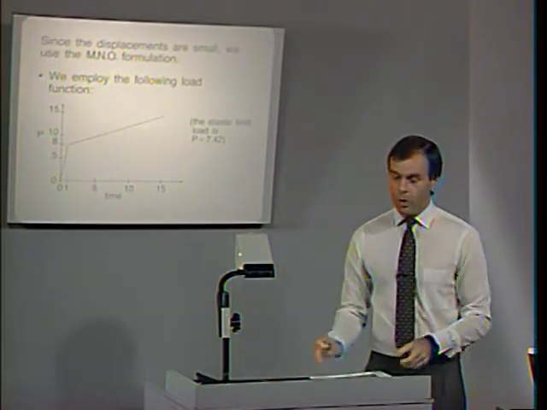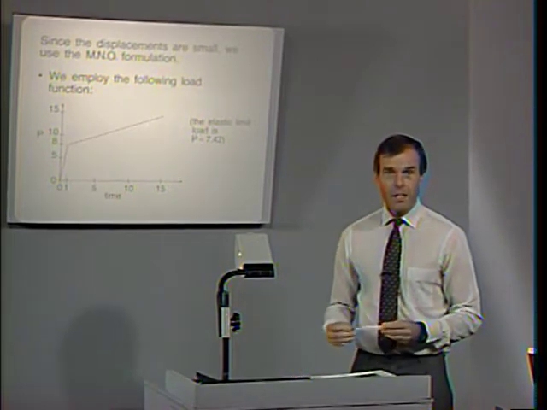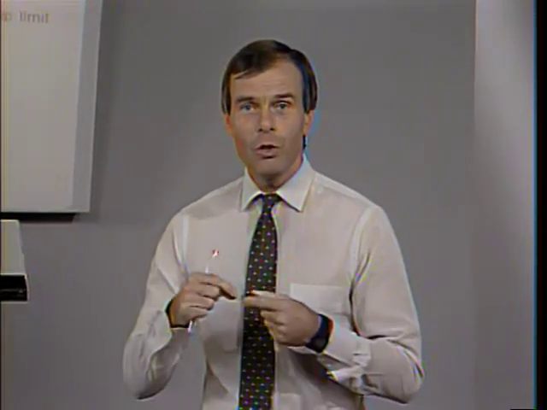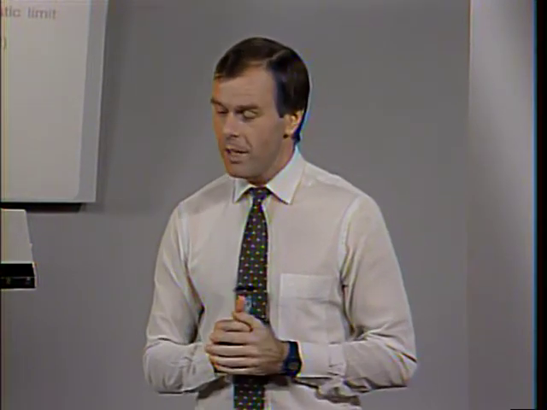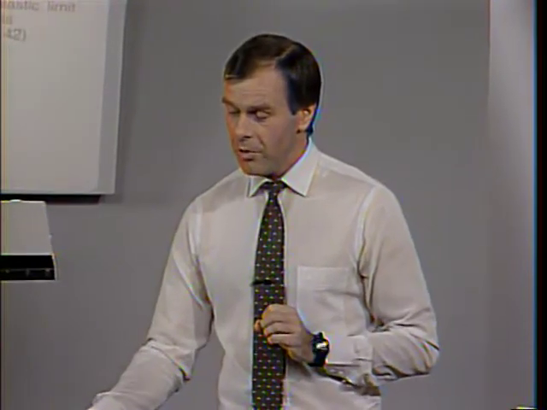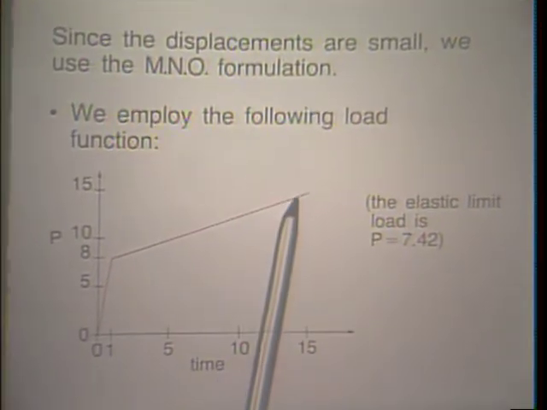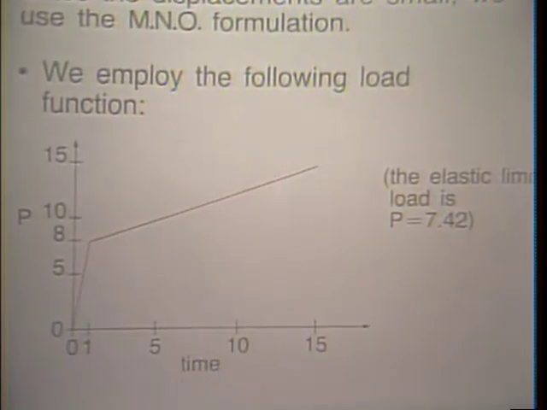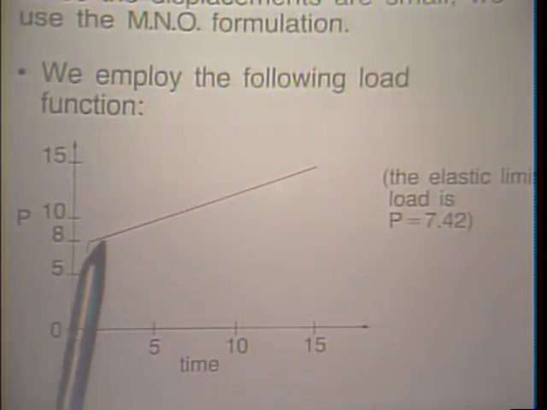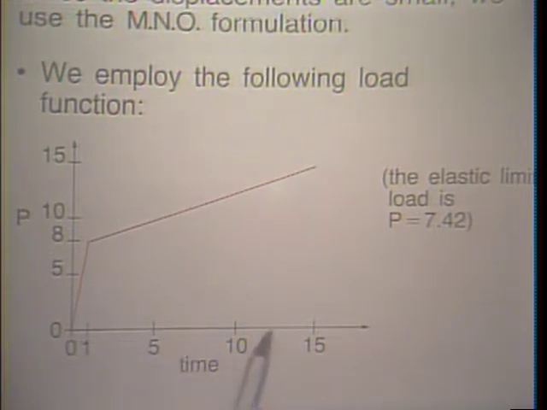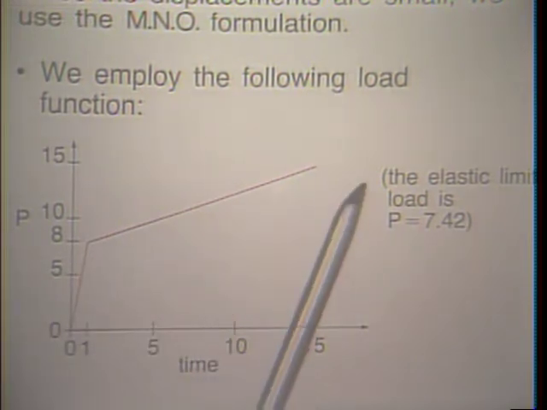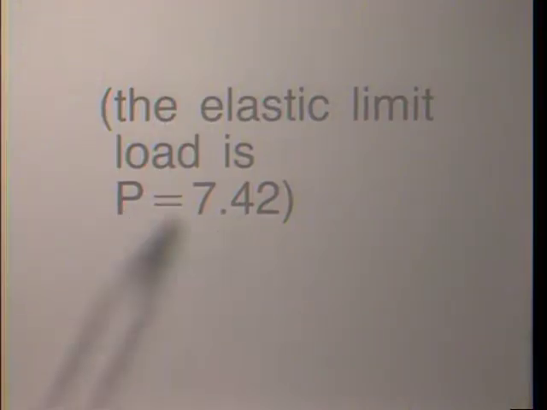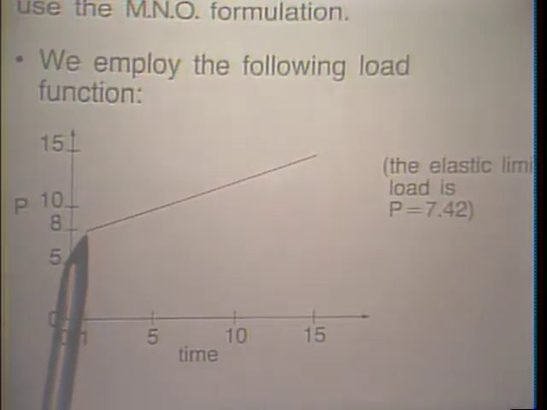Since the displacements are small, we use here an M&O formulation. In this load displacement response calculation, if we don't use the automatic load step incrementation, the one that we discussed in the previous lecture, the analyst has to prescribe a load level or a load curve prior to the analysis. And here we have chosen this load curve. Notice time is plotted along this axis, pressure is plotted along this axis, and notice also that the elastic limit load is 7.42. Therefore, this kink here is just above the elastic limit load.